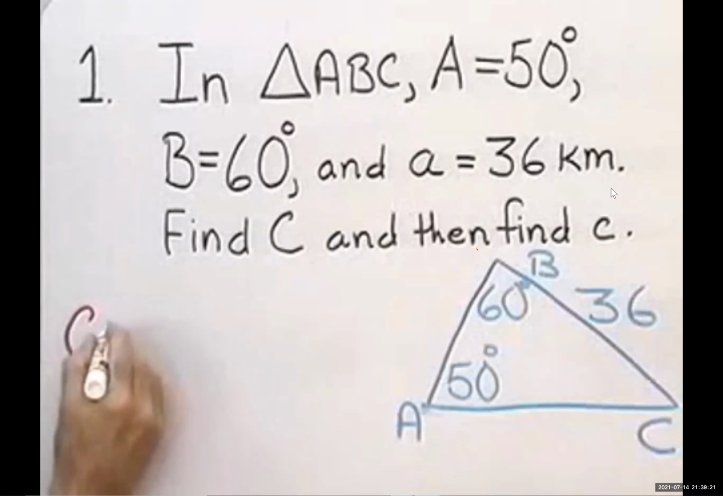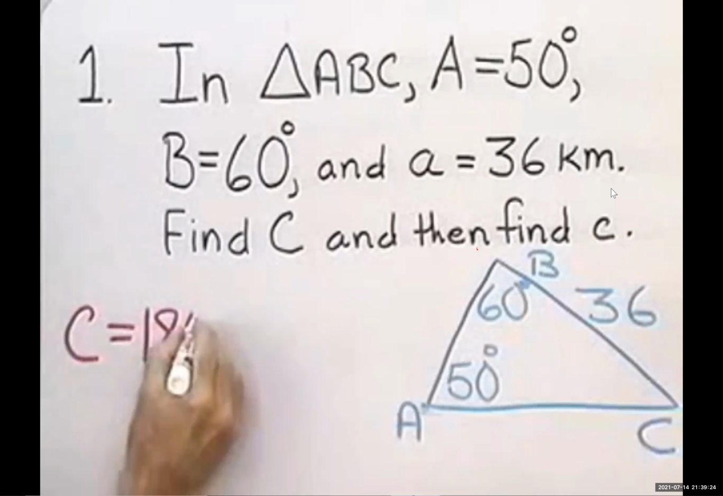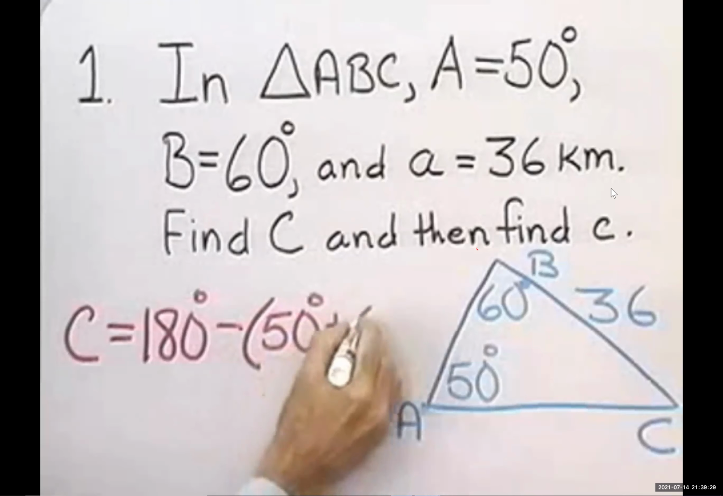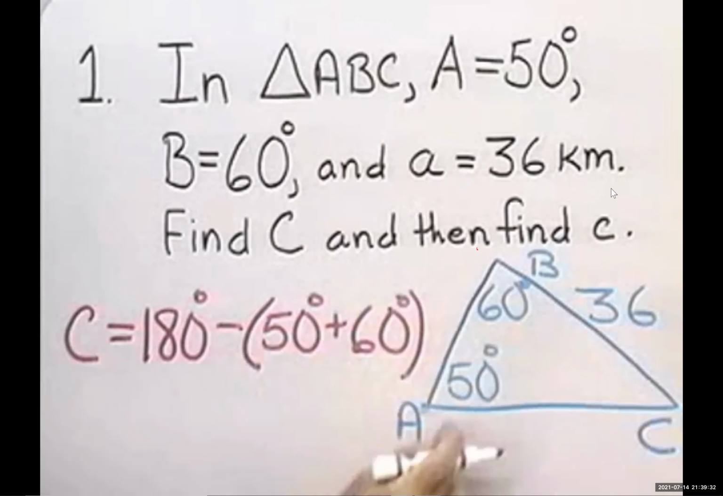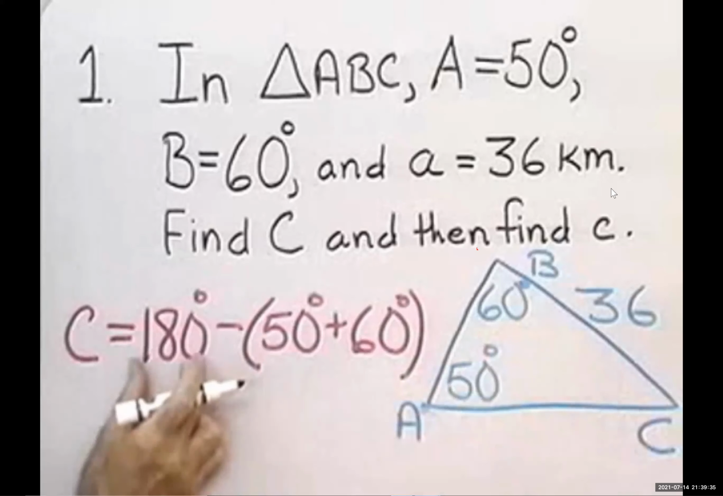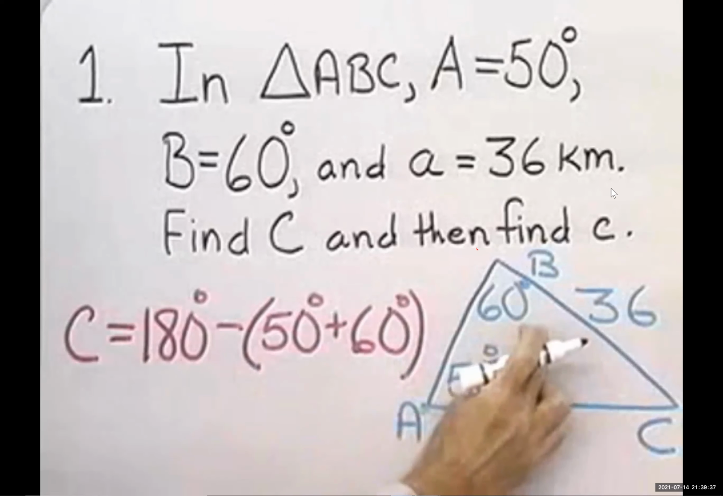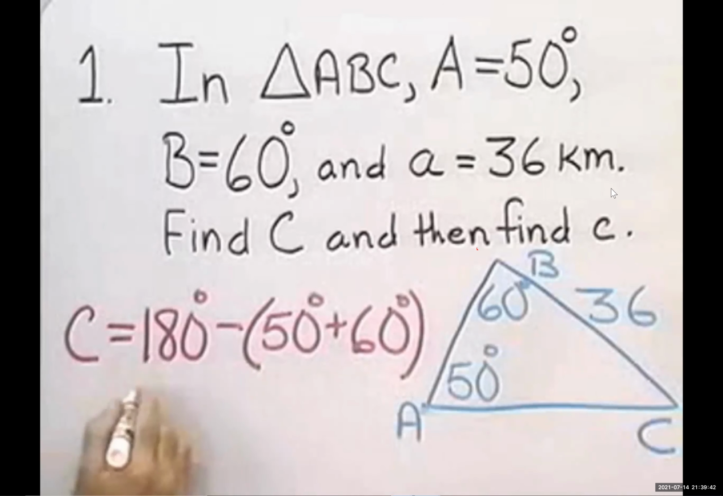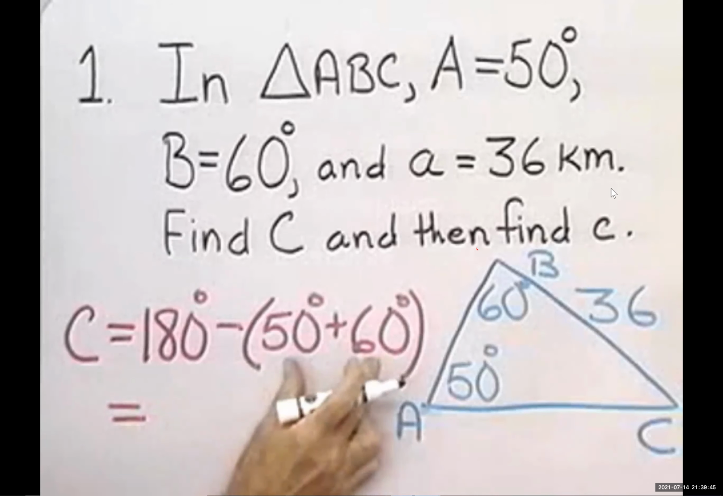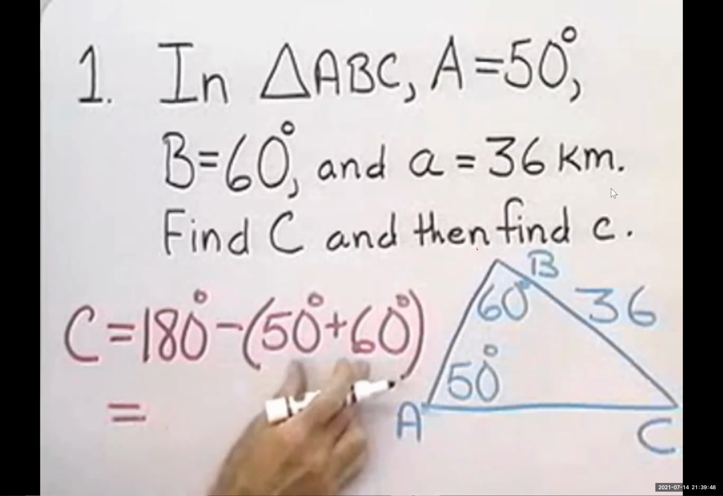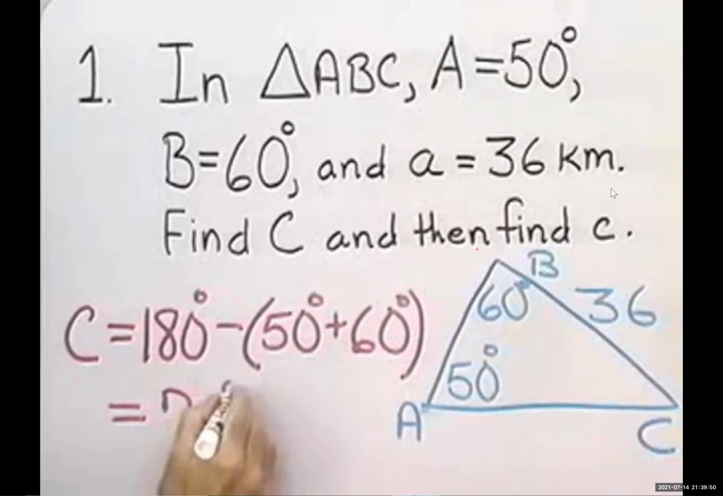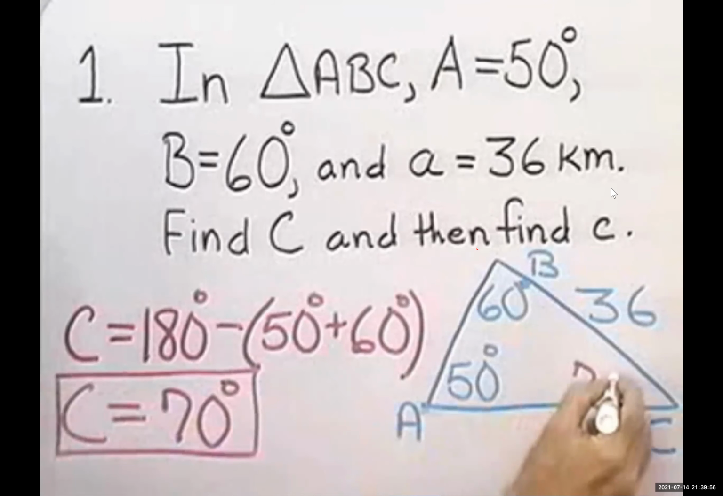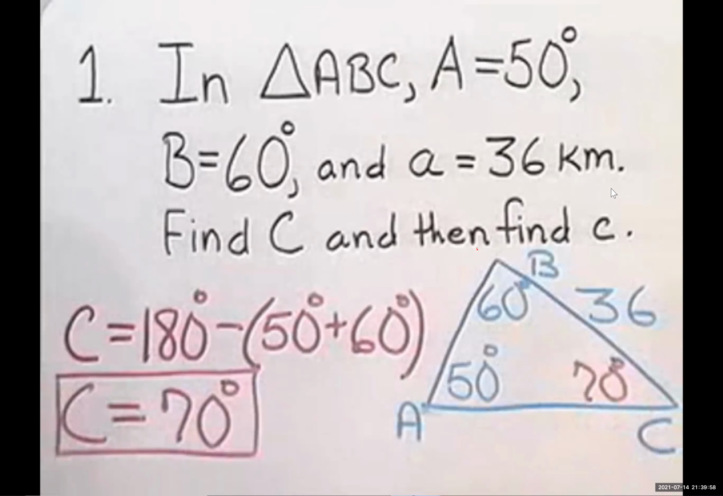And this is what I have. C will be 180 degrees, subtract the sum of 50 degrees and 60 degrees. That's because the sum of the three angles in any triangle has to add up to 180 degrees. So I have two of them, 50 and 60. I'll add those up, subtract from 180, and I'll have the measure of angle C. So 50 plus 60 is 110. 180 subtract 110 is going to be 70 degrees. So angle C is 70 degrees, and so I'll label my triangle over here with 70 degrees for angle C.